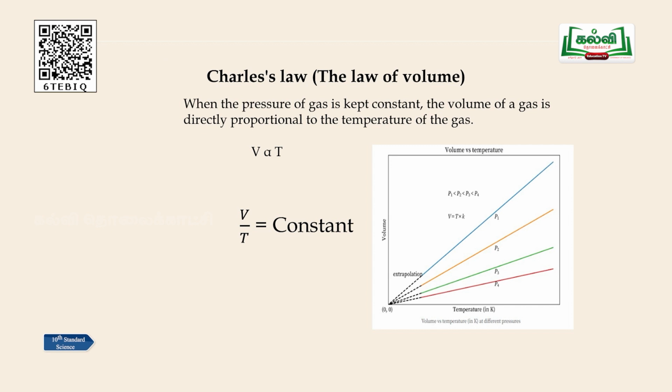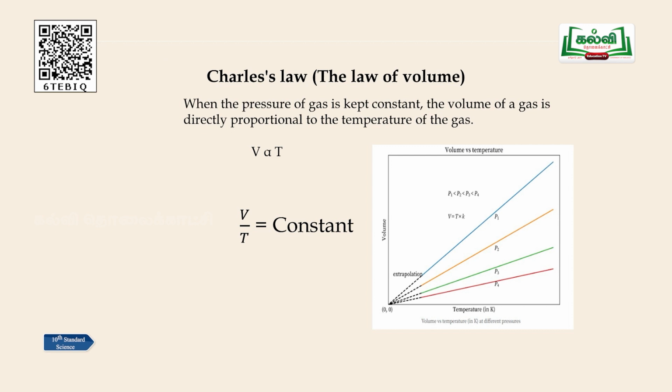Now, you can see there is a graph of volume and temperature. I have taken pressure as P1, P2, P3 and P4, keeping each pressure constant, and found the change in volume with respect to temperature. I get a straight line graph like this. From this we can find that when you keep the pressure constant, the volume of gas is directly proportional to the temperature and we get a straight line graph. So this is proof that V is proportional to temperature.